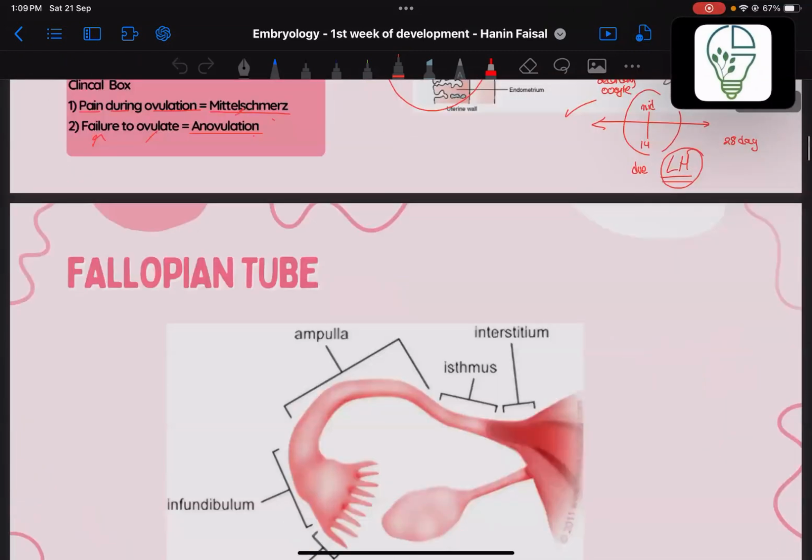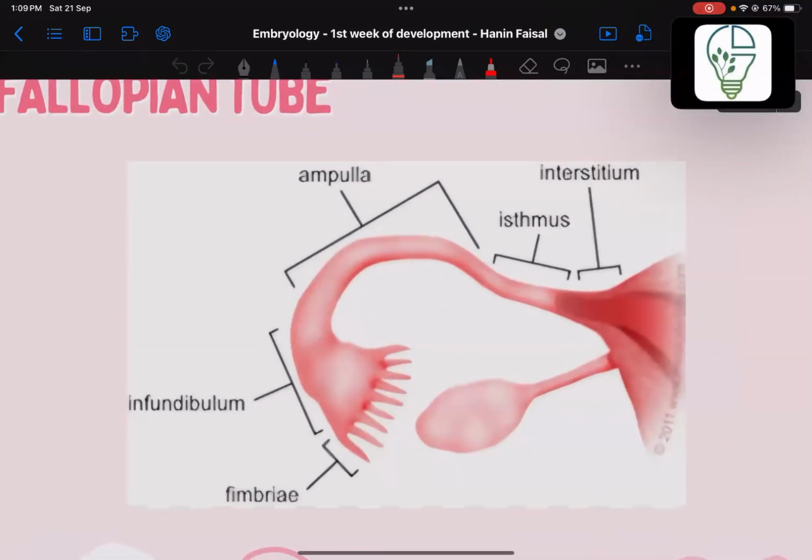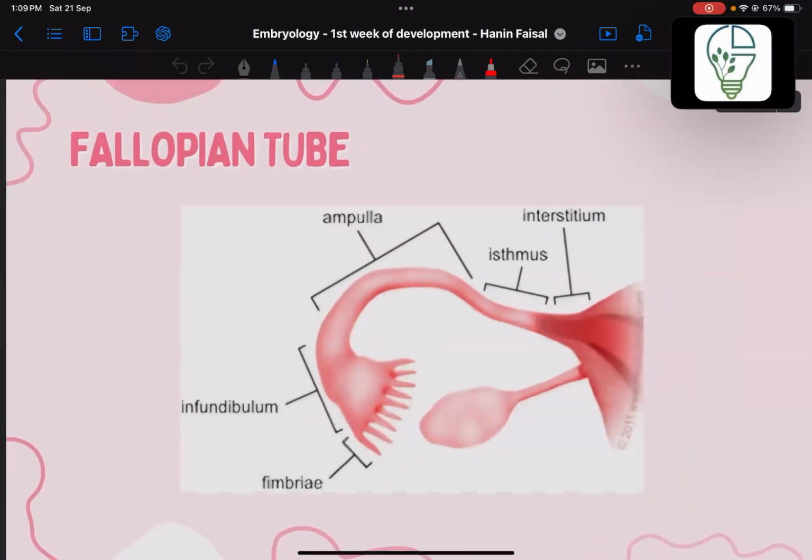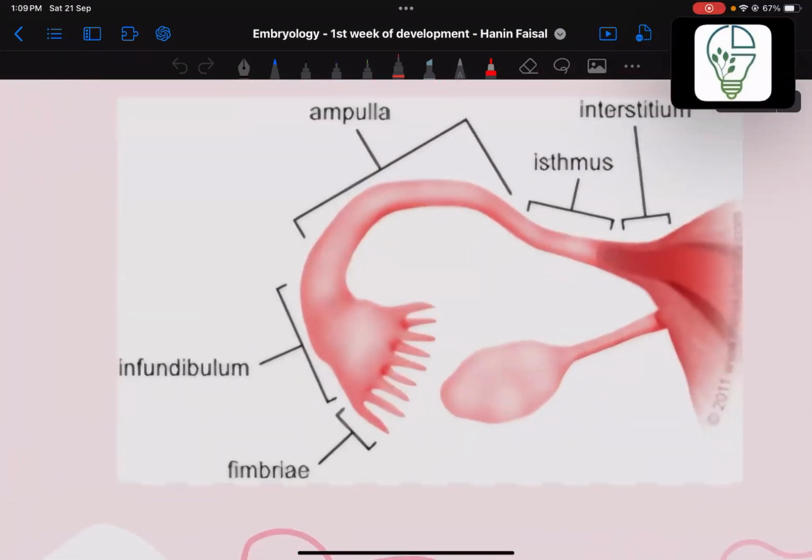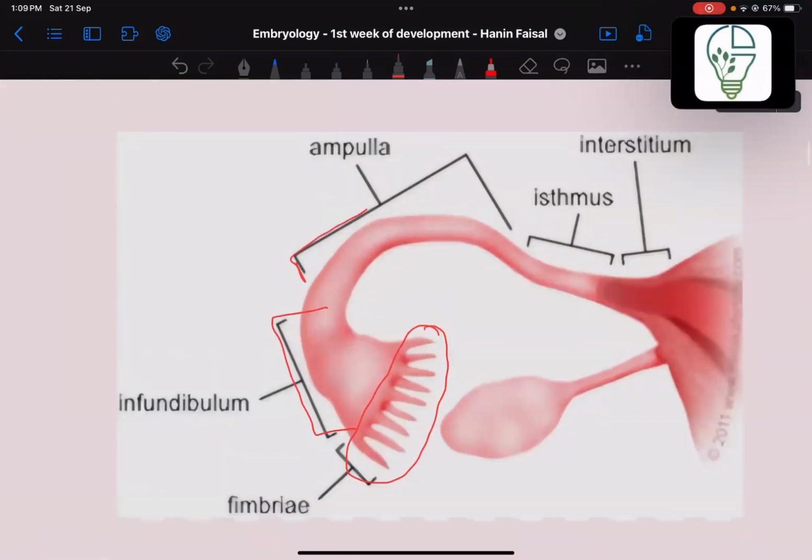Okay. Now we're done with ovulation. Before going into fertilization and so on, let's understand the parts of the fallopian tube. This part is called the fimbriae. This part is called the infundibulum. Here you have the ampulla, and here's the isthmus. And lastly, you have something called interstitium.